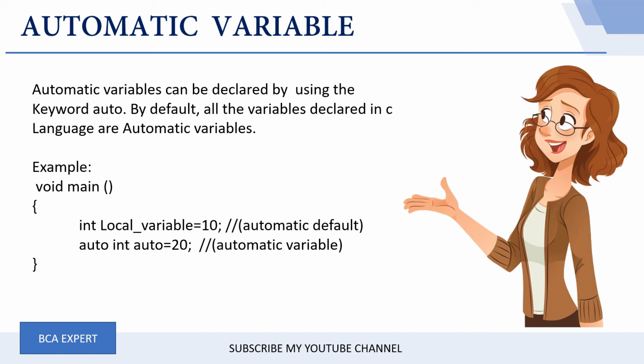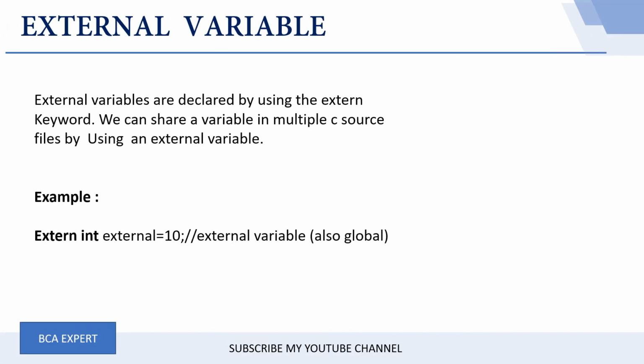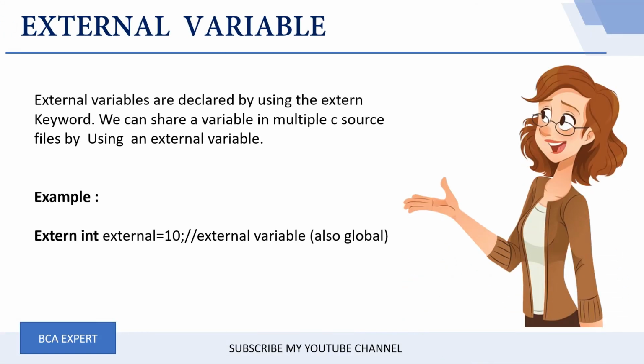Followed by this, we have the external variable. External variables are declared by using the keyword extern, similar to the auto variable. We can share a variable across multiple C source files by using the external variable. For example, I have declared an external variable here of integer data type, the name of the external variable is external, and it stores the value 10 inside it. Don't forget to see the keyword which I have to use, which is extern, to declare the external type of variable.